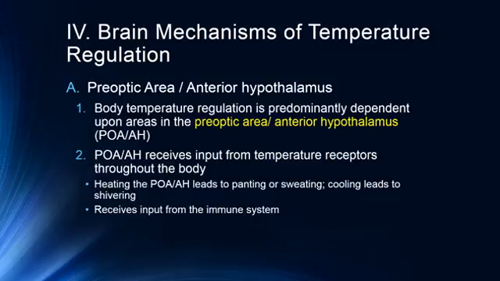The preoptic area and the anterior hypothalamus receive input from temperature receptors throughout the body. Heating at the preoptic area and anterior hypothalamus leads to panting or sweating. Cooling leads to shivering. And important to understand that this part of the brain receives input from the immune system. The immune system releases cytokines, which then cause the release of prostaglandins, and those prostaglandins cause the preoptic area and anterior hypothalamus to try to increase the body's temperature to try to create a fever.